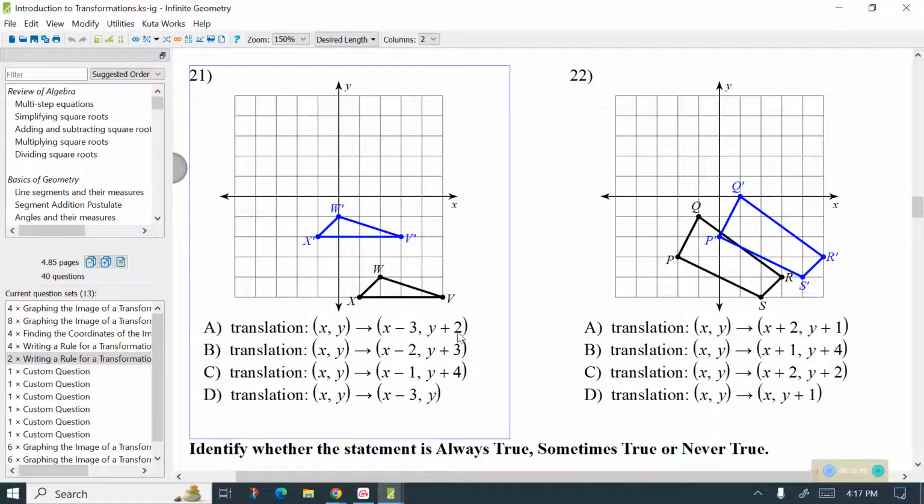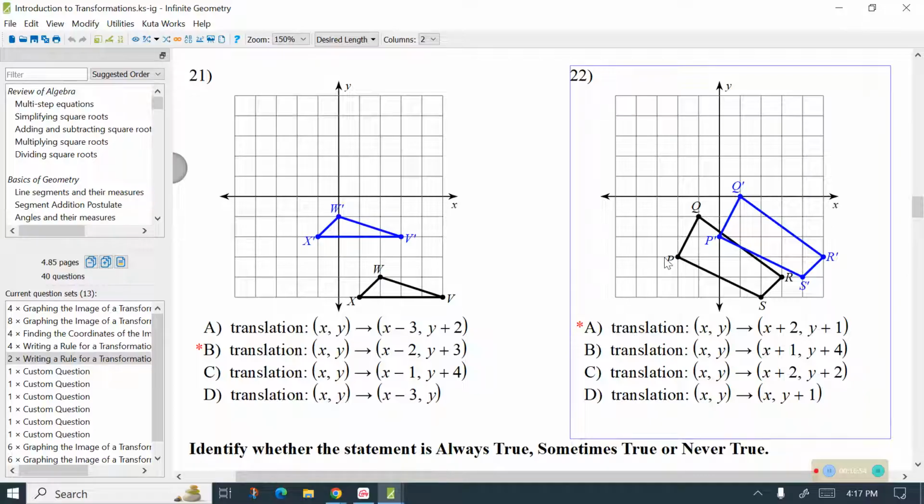And because we know that this one doesn't have a 3, it can't possibly be this either. Look, it doesn't go up 2 units. Look, 1, 2. That's not enough. B has to go up 3 units. So that means that the answer for this one should be B. Okay? And likewise for this one, the answer would be A.